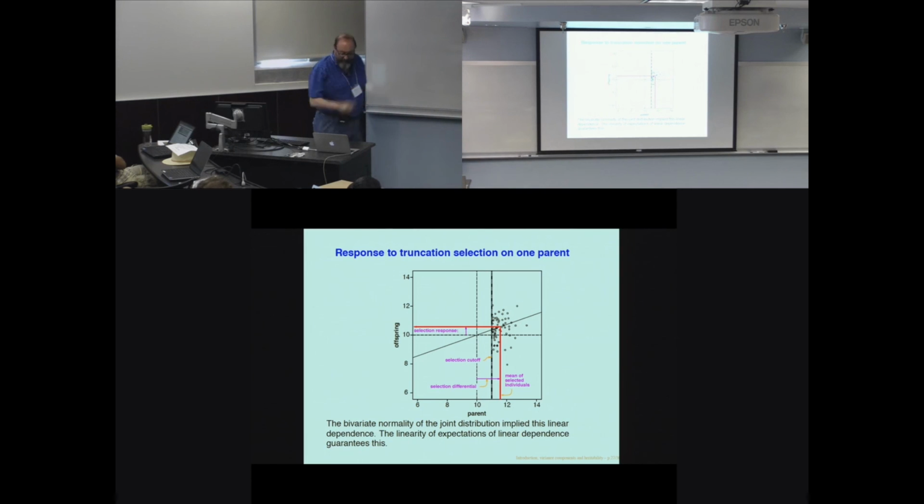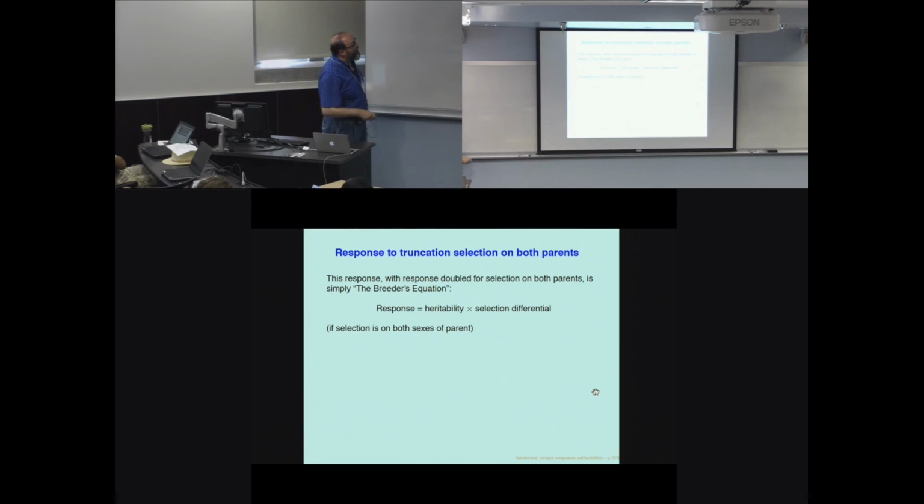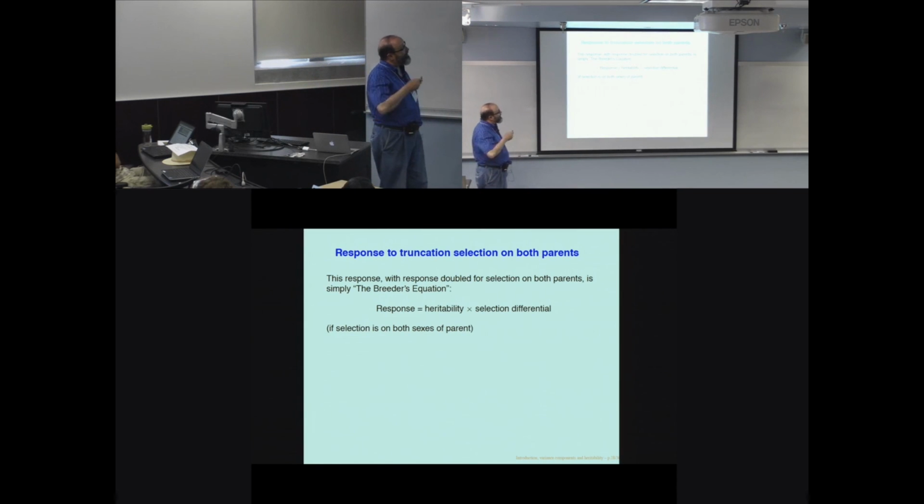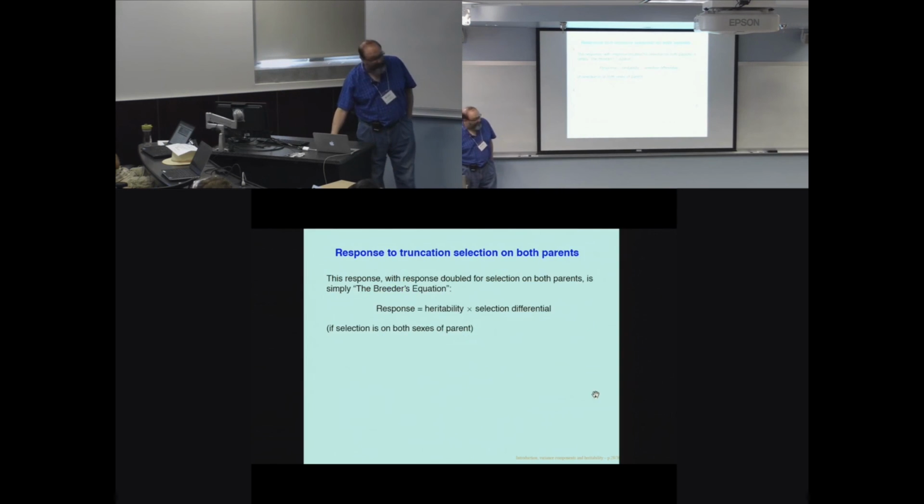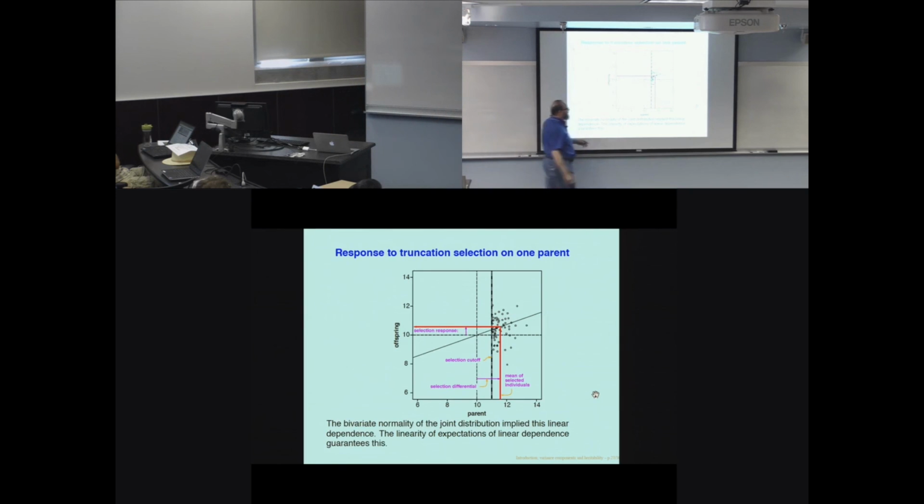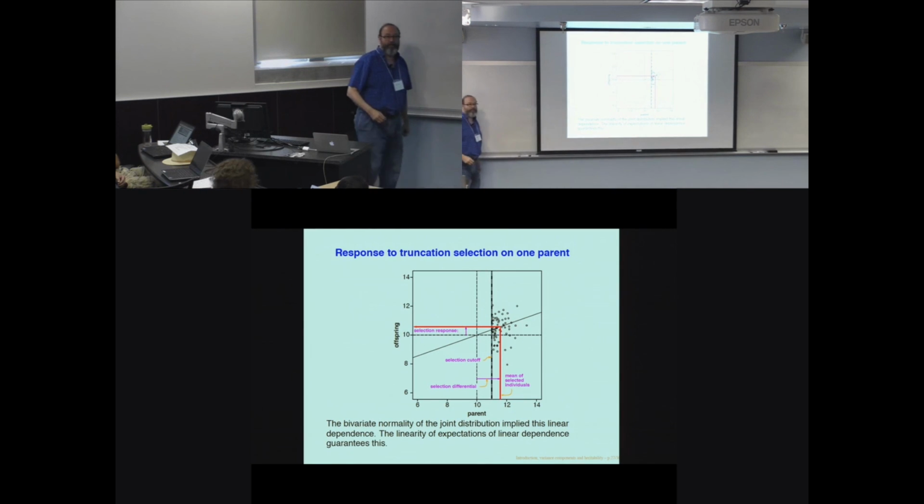And the result that you get is this. Selecting on one parent, the response you get will be half the heritability times something called the selection differential. The selection differential is how far above the population mean the average parent is, the average parent that you actually breed from. That's called the selection differential.